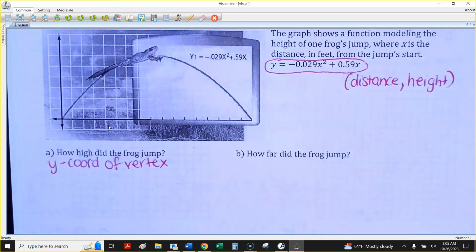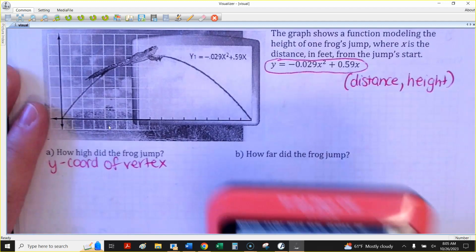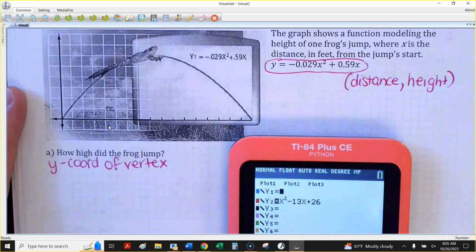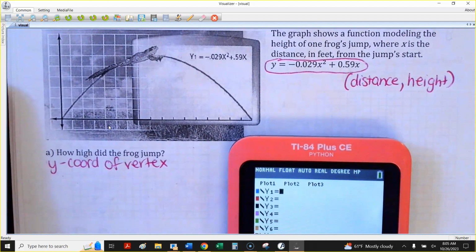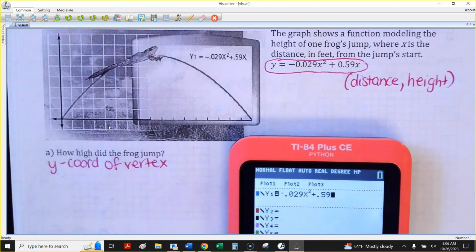Okay, now, 2 options here. You guys could do this by hand. You could do the negative b over 2a and plug it in, or I'm going to show you how to do this on the calculator real quick. So I'm going to go to y equals, and I'm just going to get rid of that system we were just using, so I'm just going to clear those out. And I'm going to type this function that they give us in the diagram. So this is negative 0.029 x squared, and then plus 0.59 x. You don't have to put the 0 in front of 0.59. You can just put .59 and then the x.